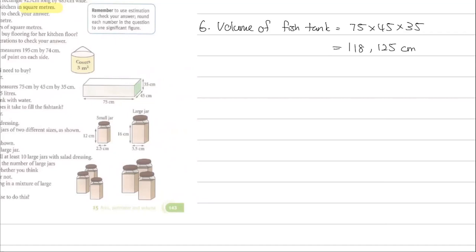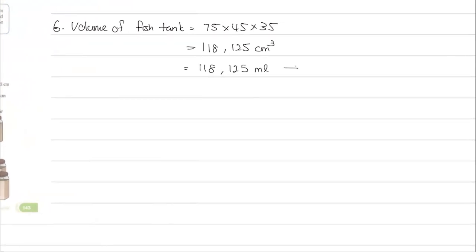118,125 cubic centimeters. Change it to milliliters first. Milliliters. Now we're converting it to liters. Divide by 1,000 to change it to liters. 118.125 liters. So this is the volume of the fish tank.